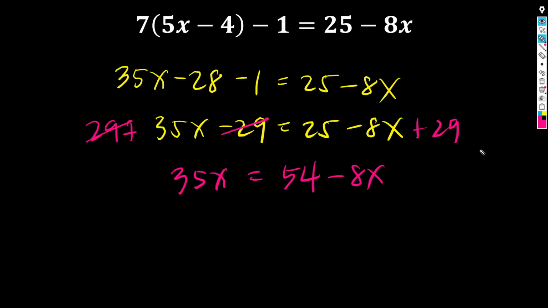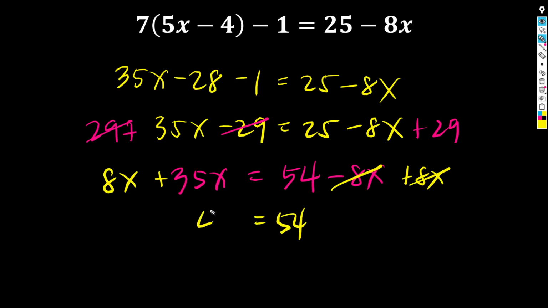Let's get rid of the minus 8x from the right side. How do I do that? I add 8x to both sides of the equation. 8x. Okay? So what happens? 8x and minus 8x on the right cancel each other out, leaving me with 54 on the right. And 35 plus 8 is 43x on the left. Now finally, let's get rid of the 43. I can divide both sides by 43.